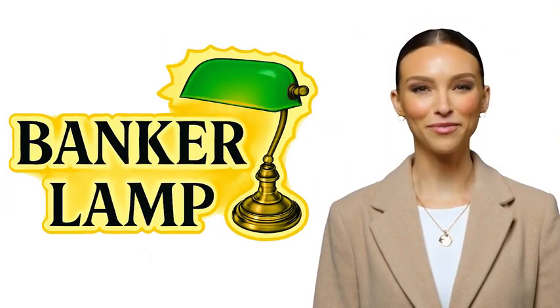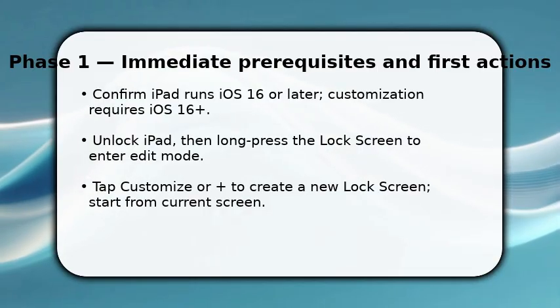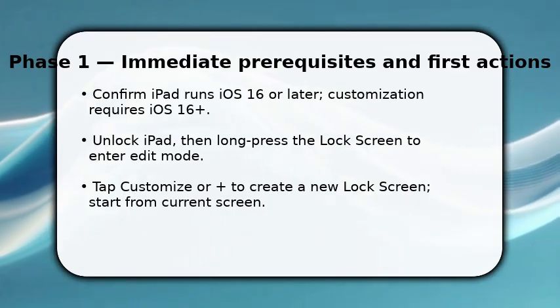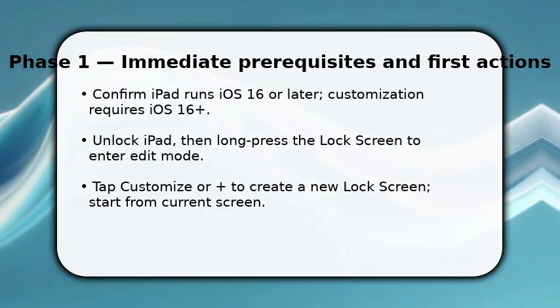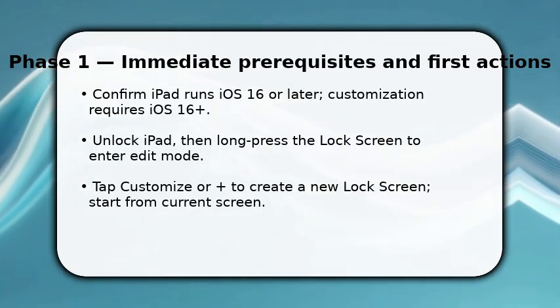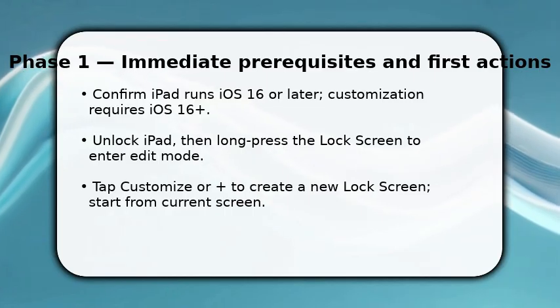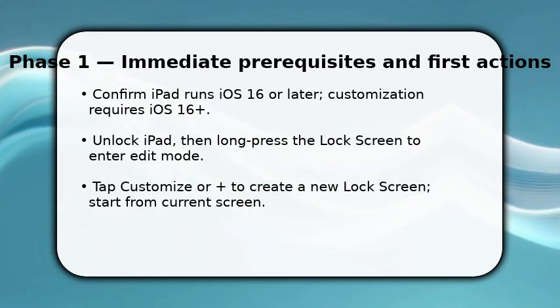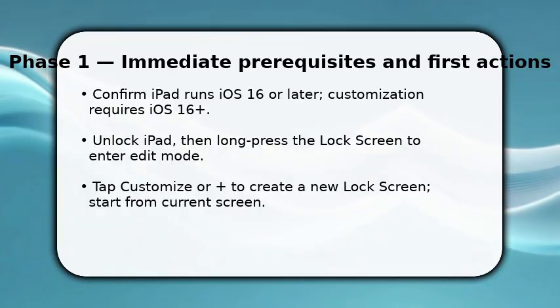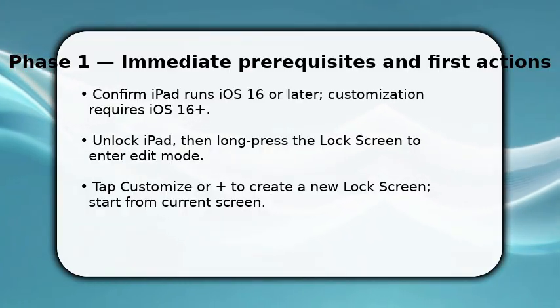Please enjoy the video. You need iOS 16 or later, otherwise the lock screen clock cannot change. Start now by unlocking and long pressing the lock screen. When the gallery appears, tap Customize or the plus button to create or edit a lock screen. This opens the editor where the time is interactive. You're acting on the system-level clock widget, so this is the only supported path without third-party hacks.